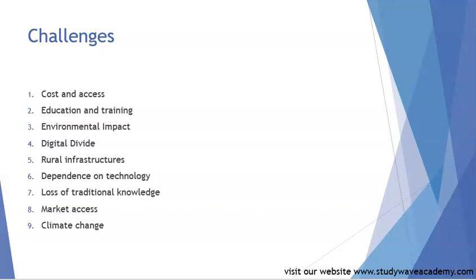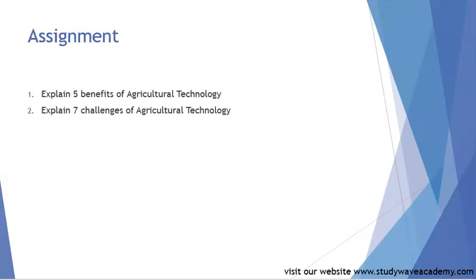Good. So we are going to be looking at our assignments. Explain 5 benefits of agricultural technology. 2. Explain 7 challenges of agricultural technology. I'm sure we are going to be able to do that because we learned about them today. We did, right? Good.